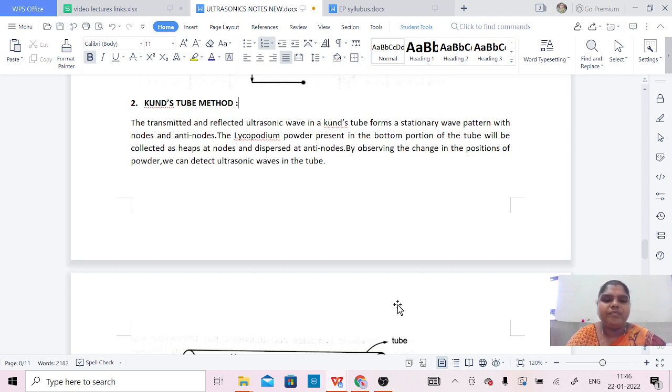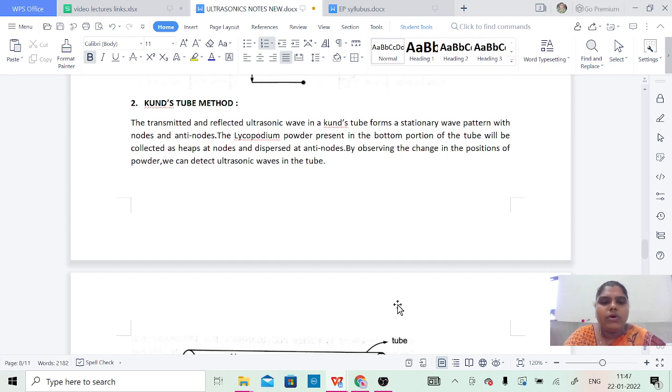Let us take a material. Whenever we use this Kundt's tube method, what will happen? The transmitted and reflected ultrasonic waves in a Kundt's tube form a stationary wave pattern. There is a formation of nodes and antinodes.